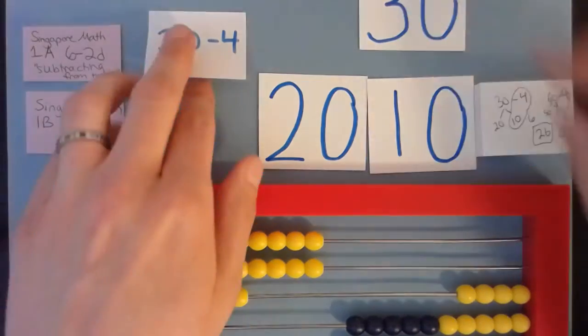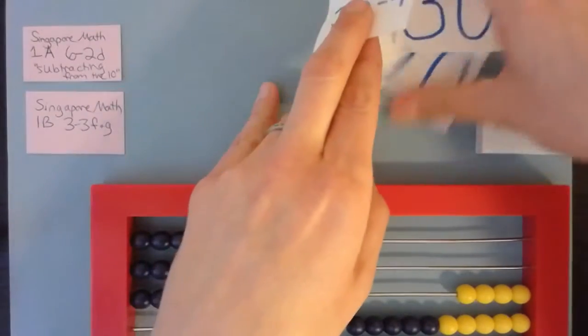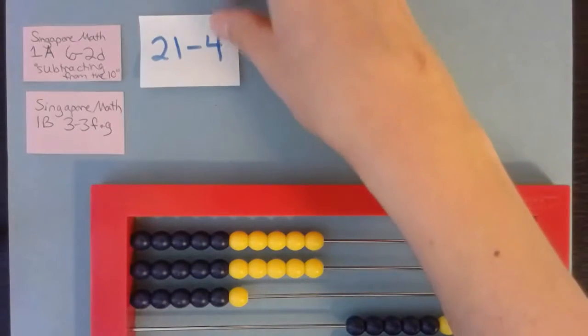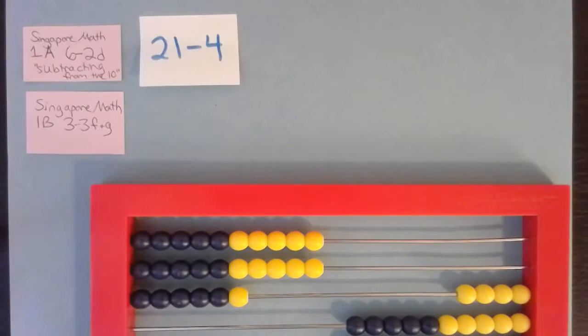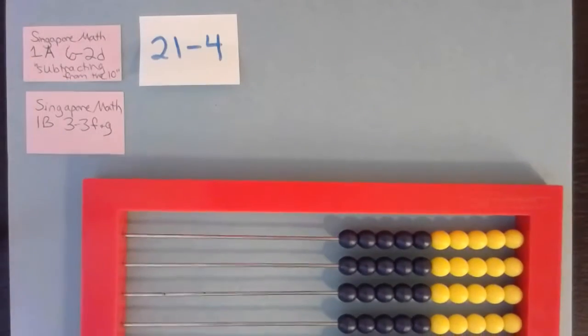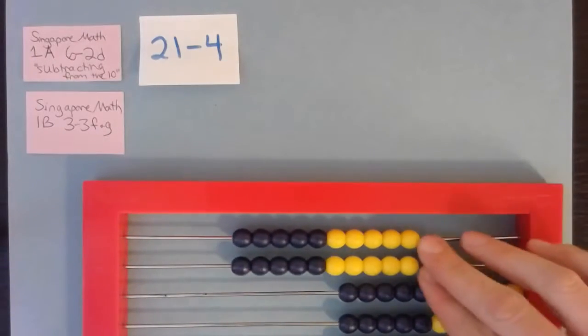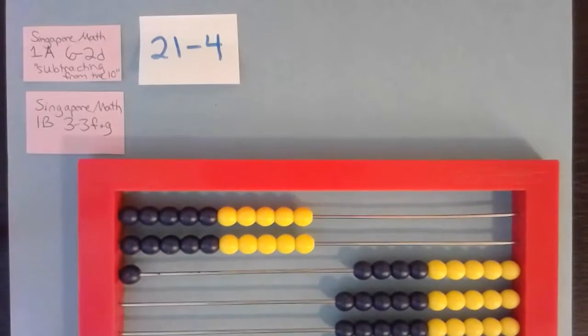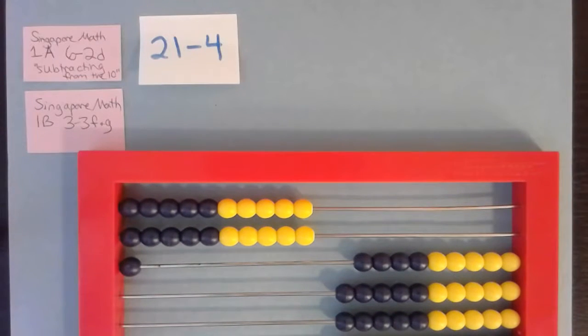So let's do another example. Again, this is the subtraction strategy of subtracting from the 10 or taking it all from the 10. I like the concept take all from tens even because sometimes we're dealing with multiple tens. So now I'm going to look at the example of 21 minus 4. I will clear my abacus and I'm going to enter 21 on my abacus. That's what that looks like. So now we're going to take 4 away.